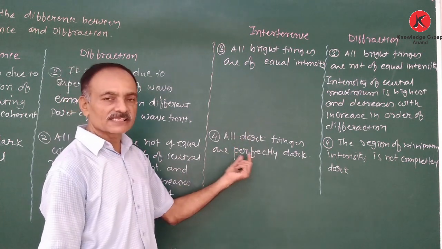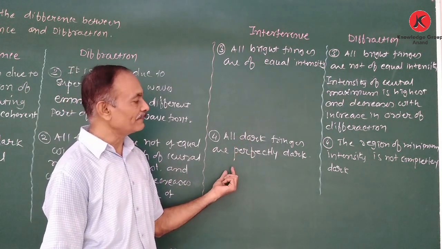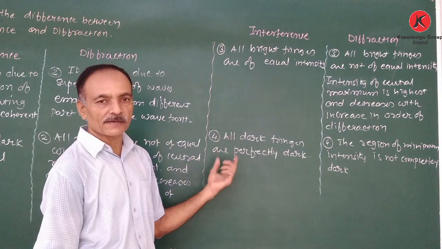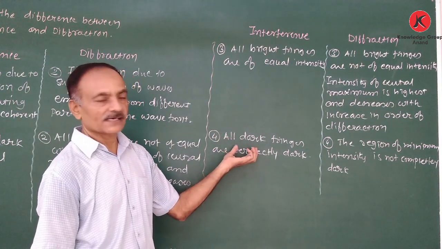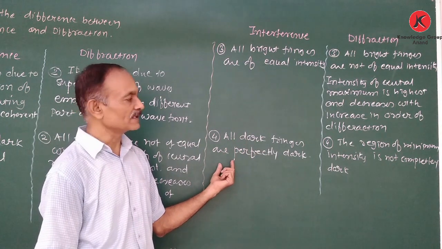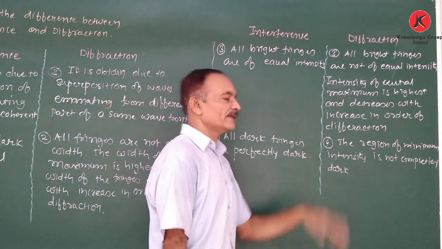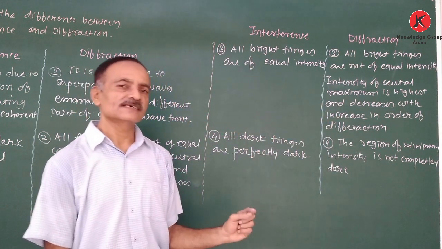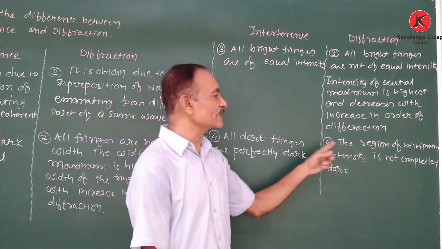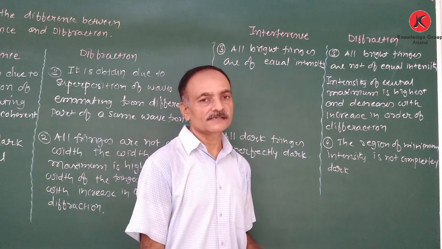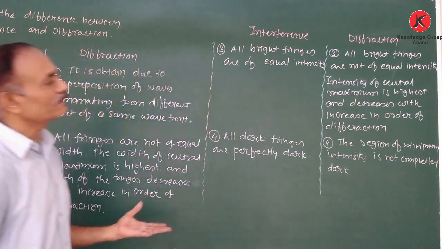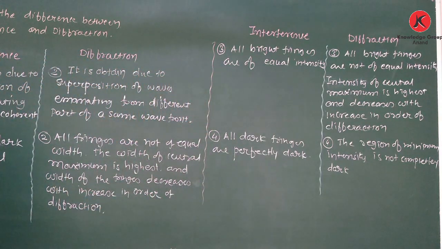Now the point at which the dark fringes are formed in interference is completely dark or perfectly dark. A black spot is obtained at the position of dark fringes. While in the diffraction pattern, the region of minimum intensity, that means the dark fringes formed, is not completely dark. So this is the difference between interference and diffraction.